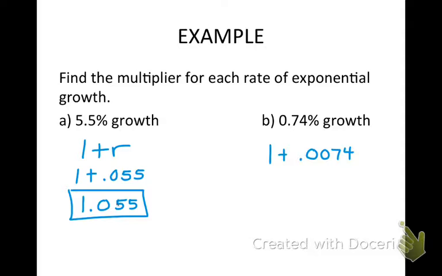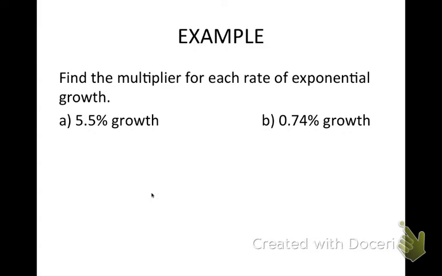So adding those together gets us 1.0074. That would be your multiplier. When we turn these into exponential expressions, these would be the numbers that have the x as the exponent. So it would be 1.0074 to the x power, and 1.055 to the x power. Okay? All right, let's get into some word problems.